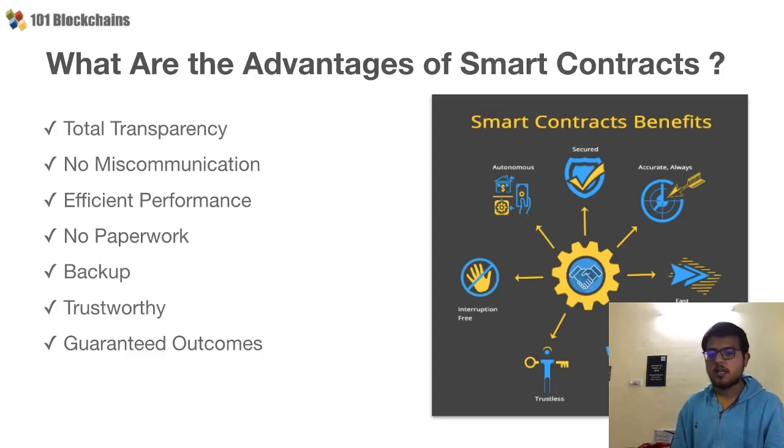What are the advantages of smart contracts? It's totally transparent, no miscommunication, efficient performance, no paper, and no backup is required because everybody on the network has a copy of it. So if you lose yours, you can ask someone else to give you a copy, and there are protocols to get that done too. And the outcomes are guaranteed.